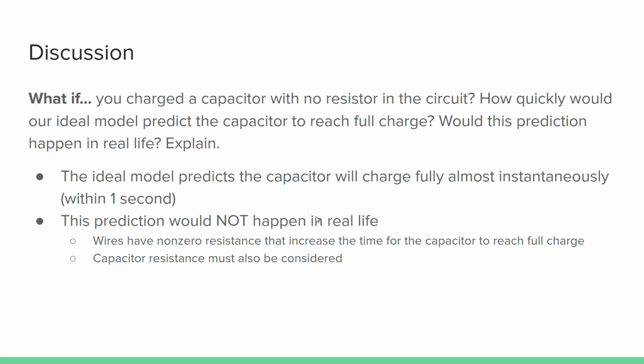What if we charge a capacitor with no resistor in the circuit? How quickly would our ideal model predict the capacitor to reach fully charged? This ideal model would predict that the capacitor would charge fully almost instantaneously, within 1 second. However, this prediction would not happen in real life because wires have non-zero resistance that increases the time for a capacitor to reach full charge, and we must also consider the innate resistance of a capacitor.